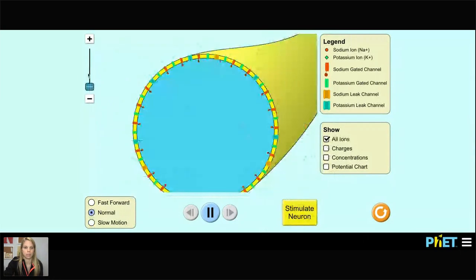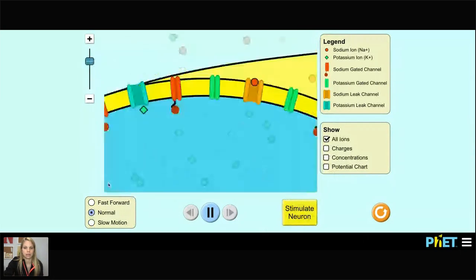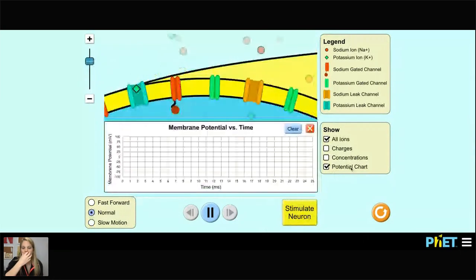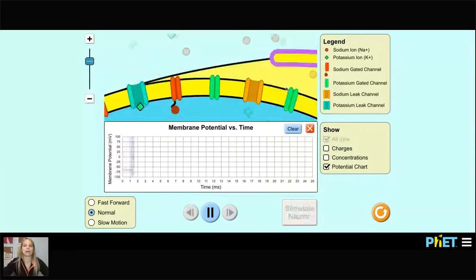If you really want to get scientific with it, we're going to reset this. Let me bring it back in. We have this thing called a potential chart. This is the same chart I showed you earlier. We're going to stimulate that neuron. We're going to go pew, and the neuron goes, ah.